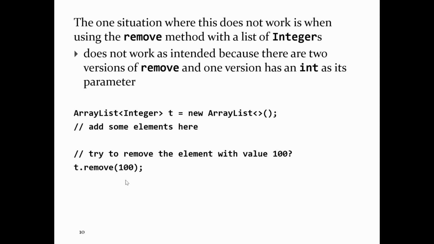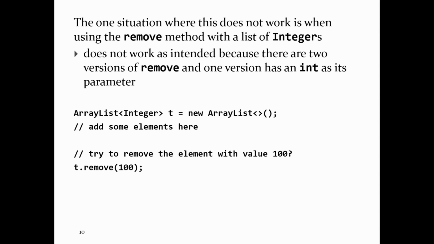That doesn't do what you want it to do. So that removes the element at index 100. If you don't have at least 101 elements in the list, that's going to fail. So if that index corresponds to an element that doesn't exist in the list, it throws an exception. So that doesn't work. So this is where you fall into the trap of treating an ArrayList of Integer as though it were an ArrayList of int.